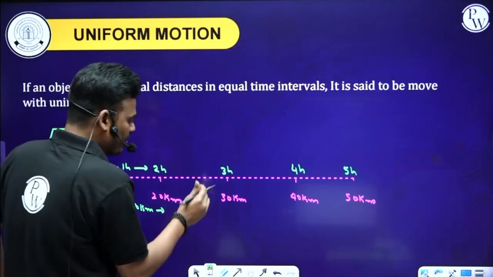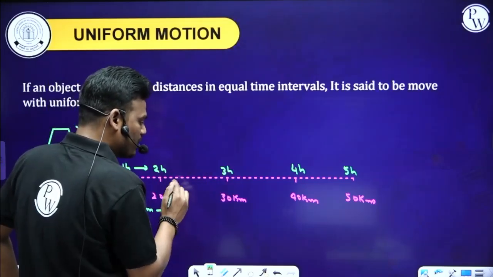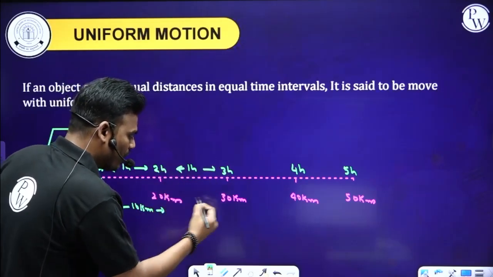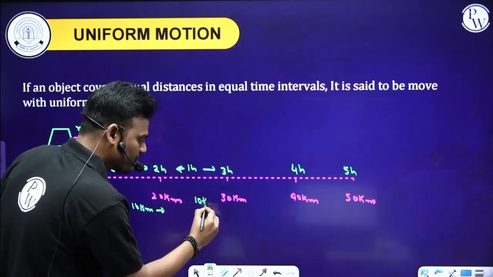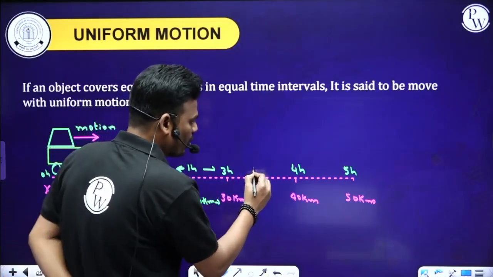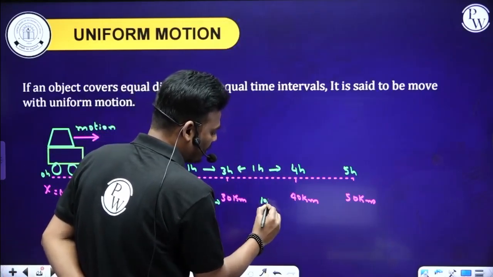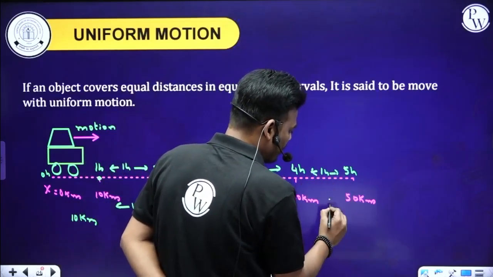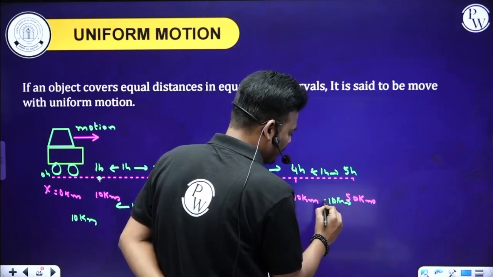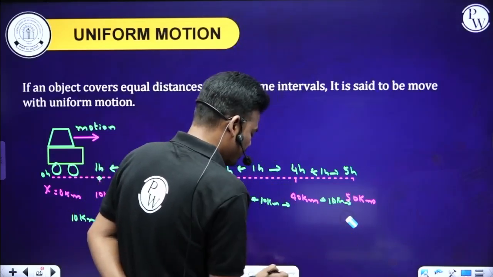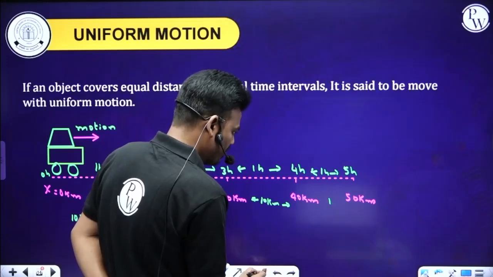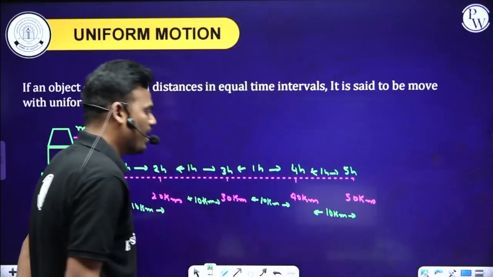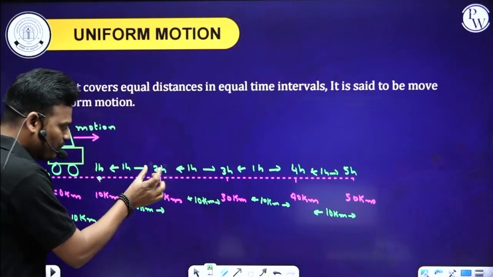Okay. Then 2 hours to 3 hours. What is the time taken? 1 hour. So 2 hour to 3 hour, 1 hour only, right? What is the distance traveled? It is also 10 kilometers. And here also 1 hour and 10 kilometers. From here to here, 1 hour, 10 kilometers. Clear? Okay, so 10 kilometers. So you can observe in equal intervals of time, okay?